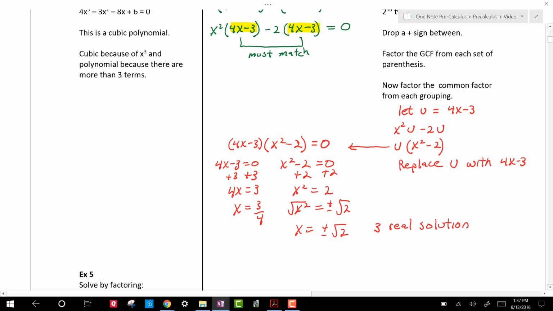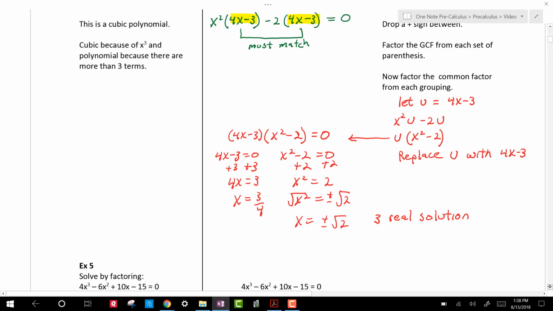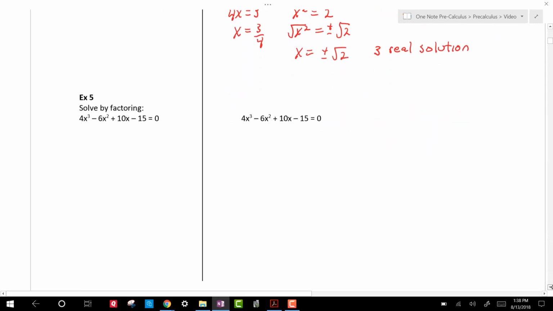All right? And also, I'm going to mention something else. This was a third-degree polynomial. Third-degree polynomials have 3 solutions. In this case, they were all real. Okay? So let's try another one.